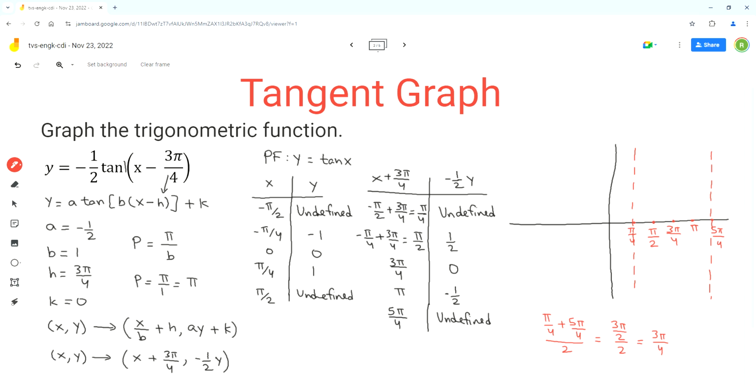At pi over 4, the y value is undefined. That's where we have the first vertical asymptote. At pi over 2, the y value is half, so it'll be somewhere here. At 3 pi over 4, the y value is 0, so that's the point on the x-axis. And at pi, the y value is negative half, so it's below the x-axis, so somewhere here. At 5 pi over 4, the y value is undefined. That's the second vertical asymptote. Now we can join these points in the form of a curve. So this is the graph of the given transform tangent function.